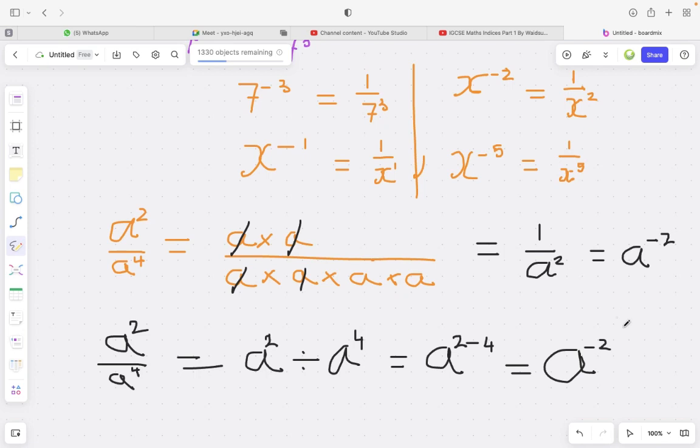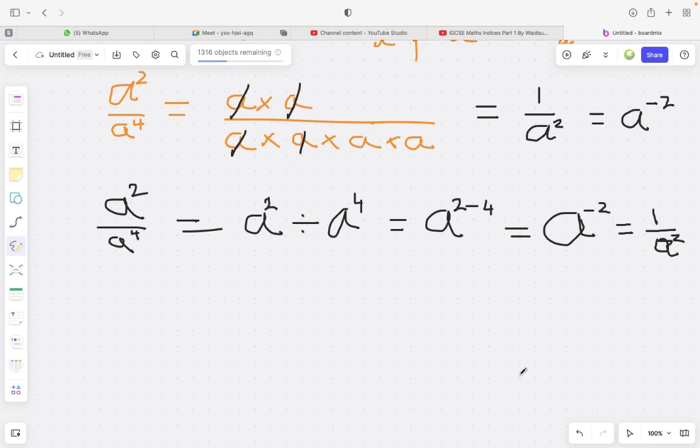Or you can put it in fractional form, which becomes 1 all over a to the power of 2. Okay, we can put it in this format. So that's that for that. So in general, let's write the general rule for the negative indices.